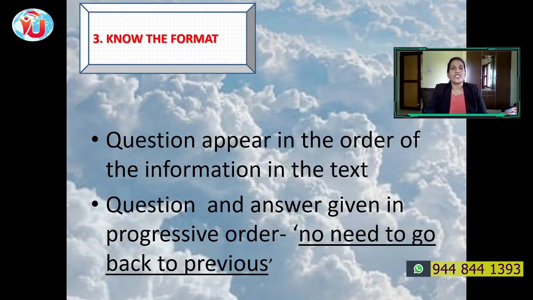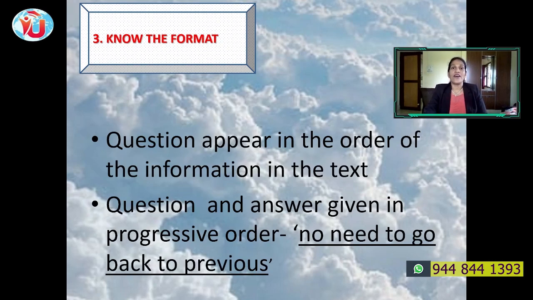The third tip that you should know is know the format. Anything you do, unless you know the format, what you're going to do is a hazard. Knowing the format is key to success. Remember this. Knowing the format is key to success. So what is the format that is followed in Part C reading? First one: questions appear in the order of the information in the text.